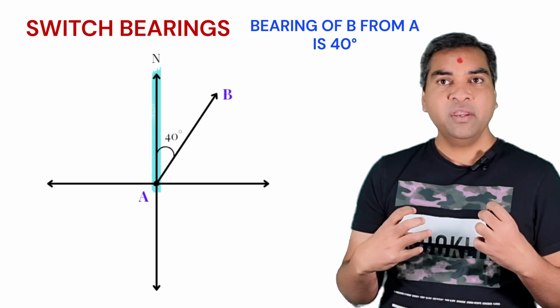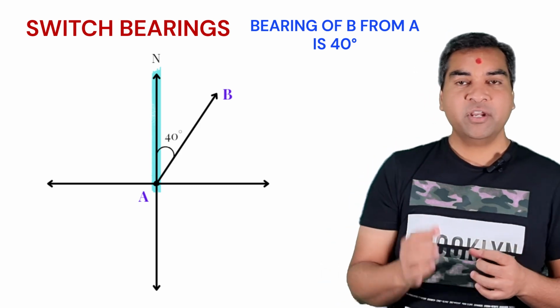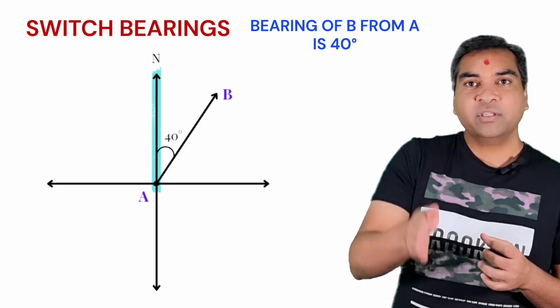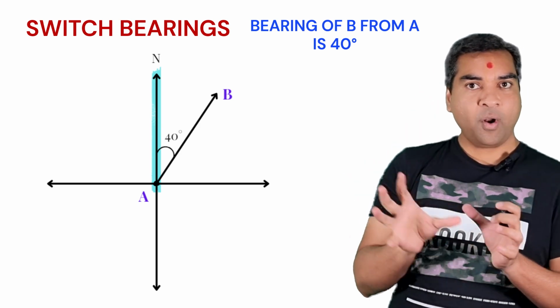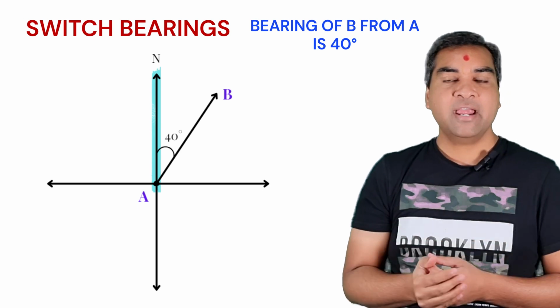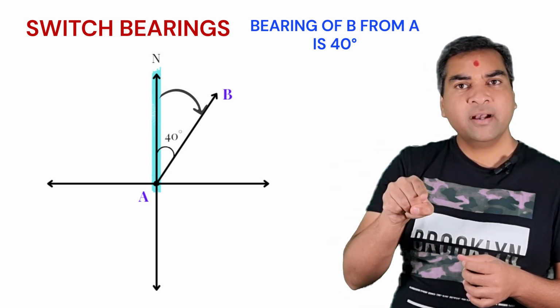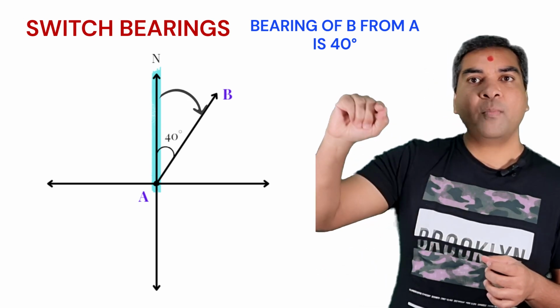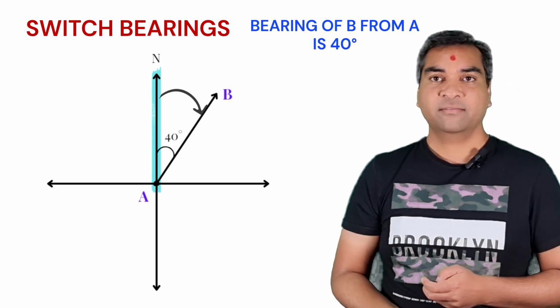So bearing of B from A is 40 degree. So I'm going to make my north axis at A because it's from A. So north axis at A. And then I'll make a 40 degree angle with the north axis, and that's where my point B is.